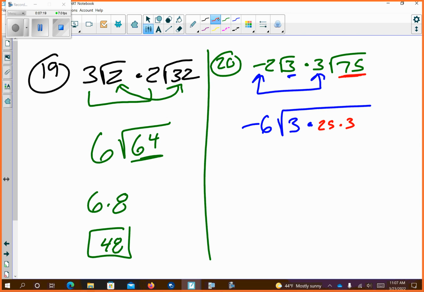Now, something to realize. What's the square root of 25? 5. Now, one last thing. We have another perfect square in there: this and this. 3 times 3 is 9. What's the square root of 9? So now we don't have a root anymore. So that worked out nicely for us. Negative 6 times 5 is negative 30. Negative 30 times 3 is negative 90.